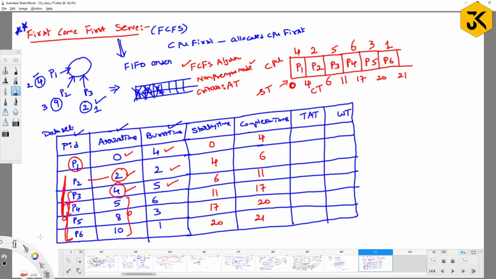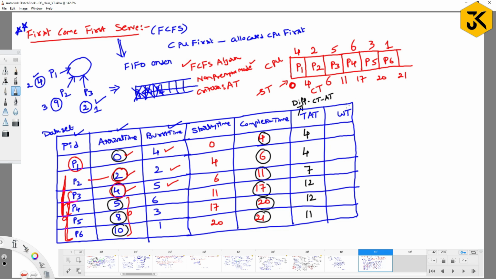Once we have written the starting time and completion time, can we define the turnaround time? Yes. What is turnaround time? The difference between completion time and arrival time. For P1, completion time is 4 and arrival time is 0, so 4 minus 0 is 4. Similarly, 6 minus 2 for process P2 is 4. 11 minus 4 for process P3 is 7, 17 minus 5 is 12, 20 minus 8 is 12, and 21 minus 10 is 11. These are the turnaround times of the various processes.